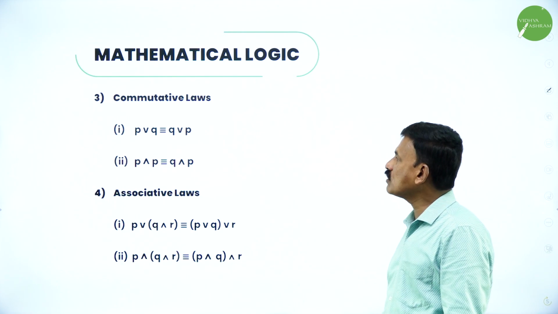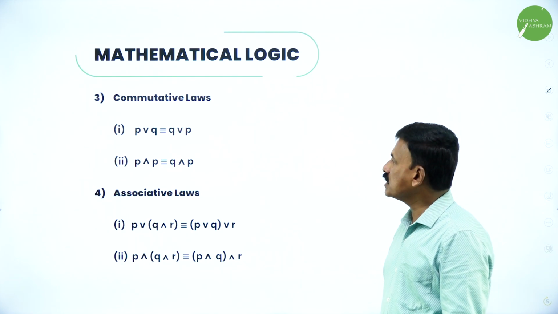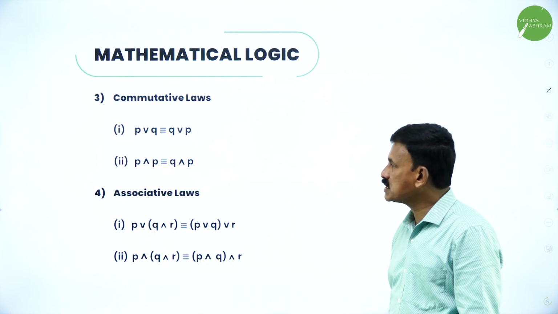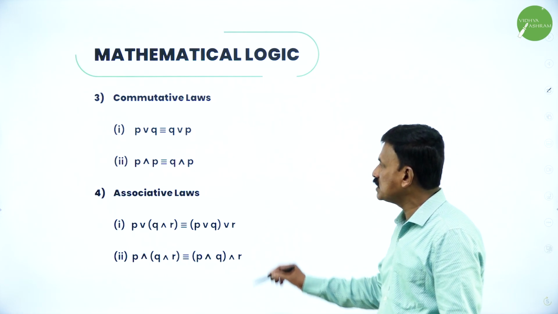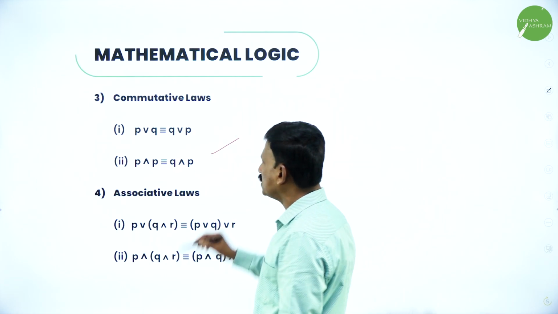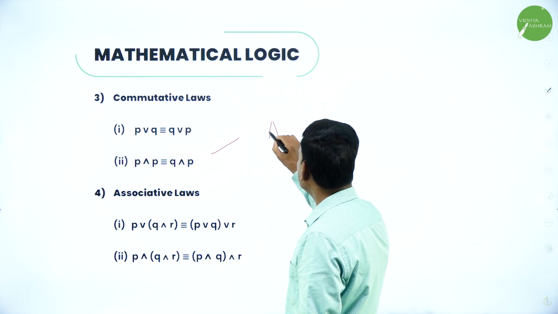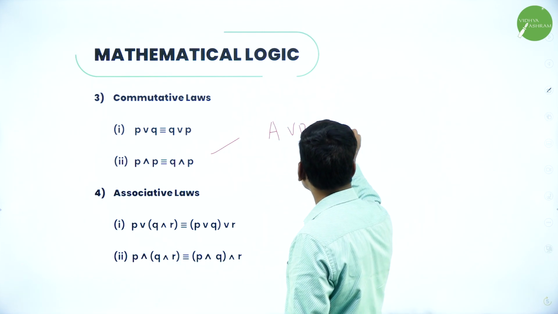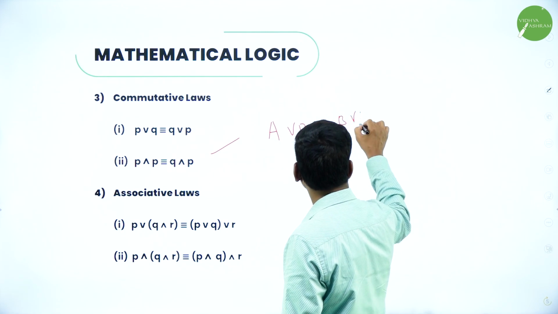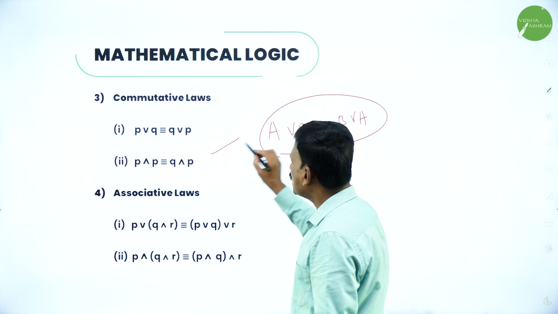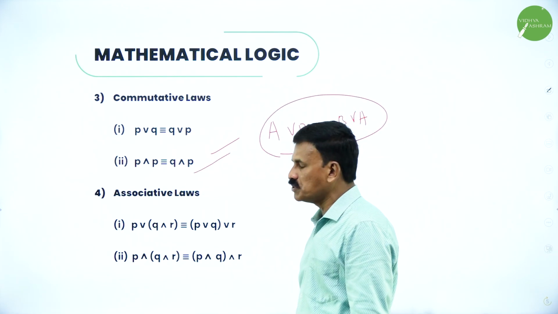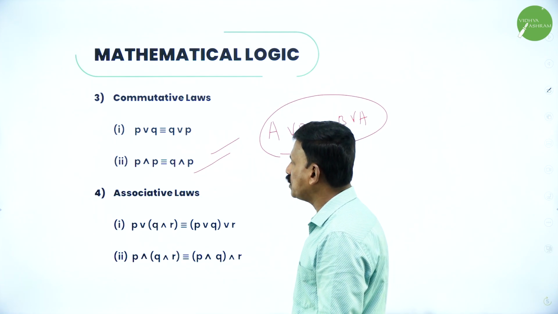Now, the commutative law. P disjunction Q is equal to Q disjunction P, or P conjunction Q is equal to Q conjunction P. That is, A disjunction B is equal to B disjunction A, or P conjunction Q is equal to Q conjunction P. Let me explain.